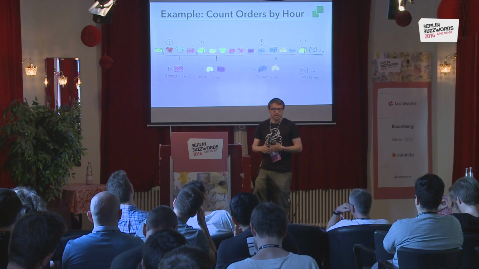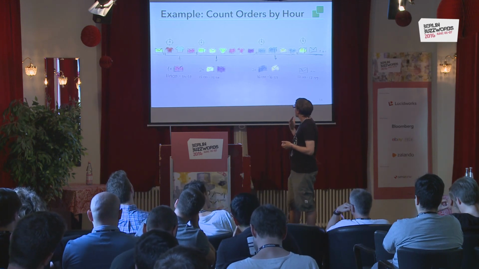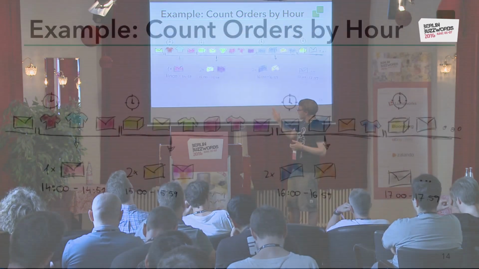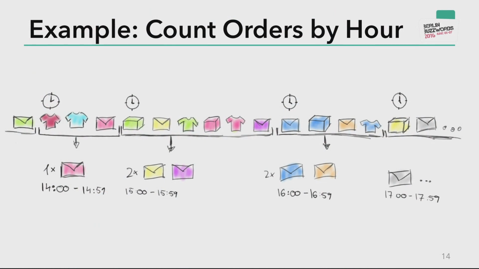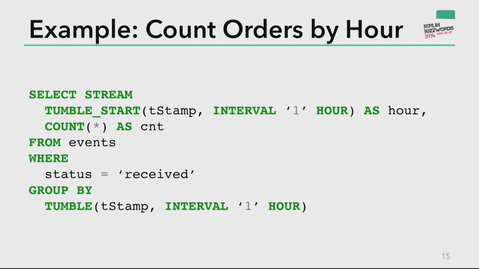So here's exactly this example, counting orders by hour. We have this event stream and the events arriving at the system. From 2 o'clock to 3 o'clock, there's just one order arriving. So here, the purple envelope. When the logical time of the stream processor arrives at 3 o'clock, it says, okay, let me count what I got in this last hour. And then it says, I just got one order, so the result is 1. And so on for the others.